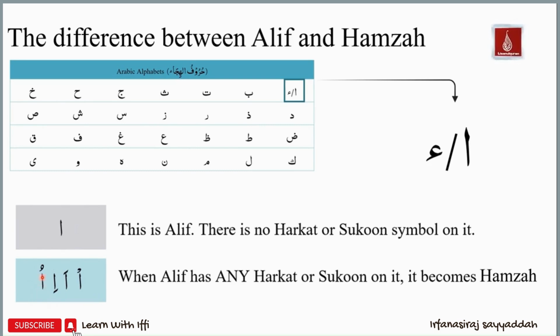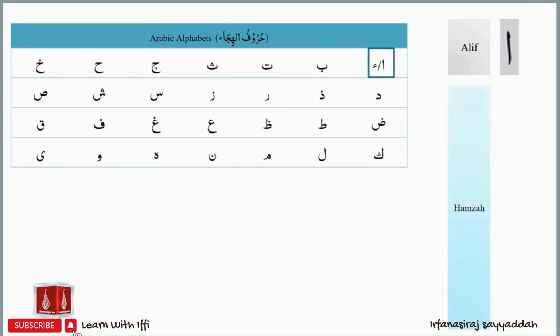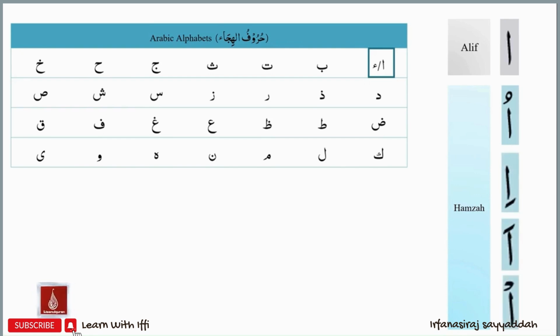Here we have pesh, here we have zair, here we have zabar, and here we have the presence of sukoon. So if there is any harakat or sukoon on alif, it becomes hamza. To summarize what we have learned so far, this is alif. There is not a presence of harakat or the presence of sukoon on it. And these are all examples of hamza in the Arabic text, either with the presence of pesh, or zair, or zabar, or sukoon.